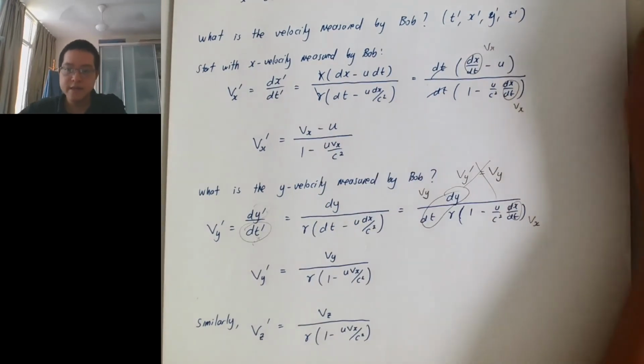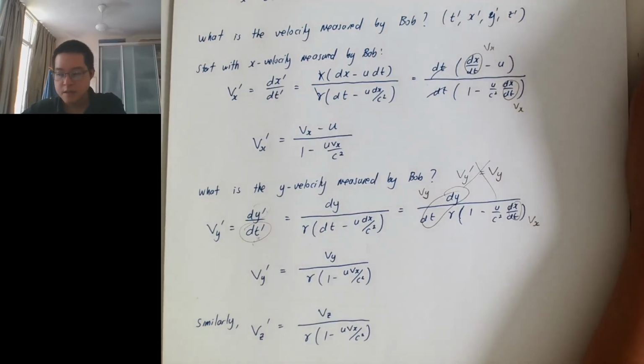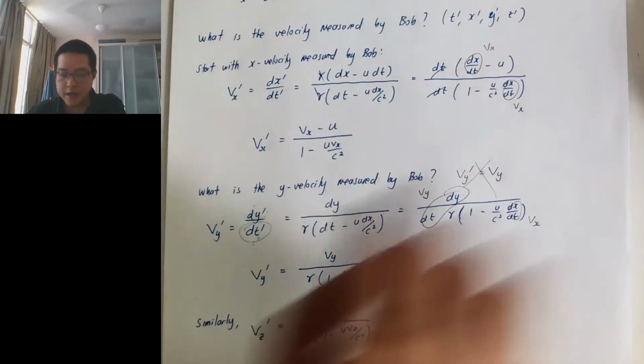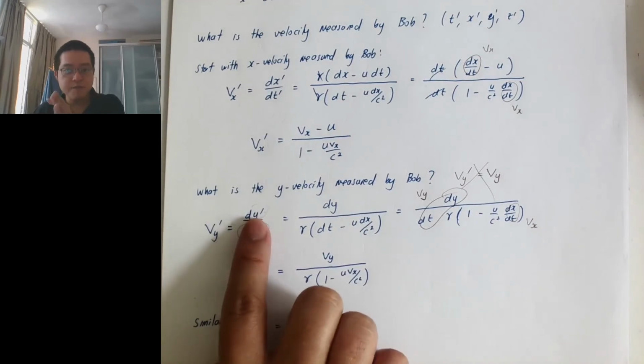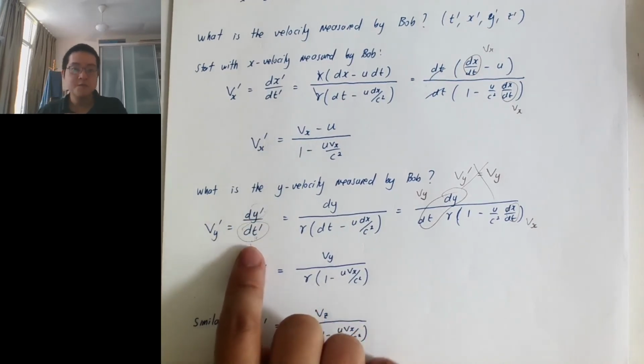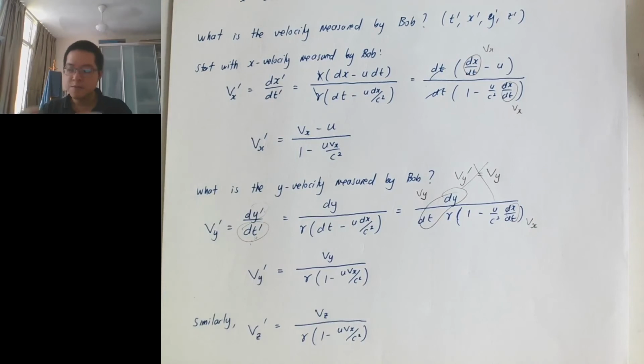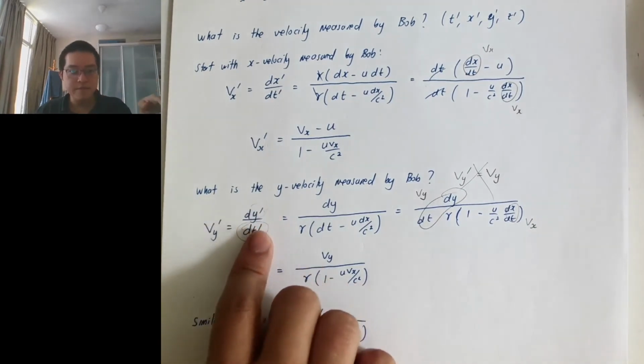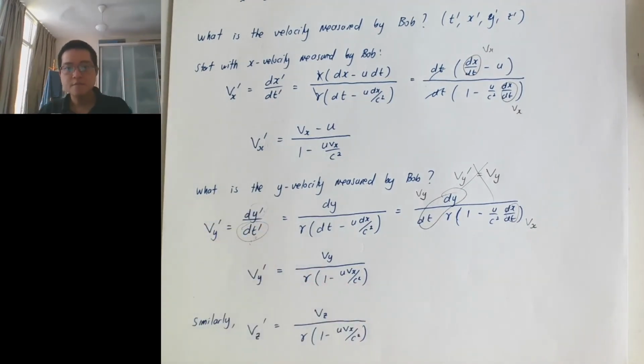Correct, yes, it applies regardless of the position of P. Because what we are actually doing is the rate of change of position of P with respect to time. So position measured by Bob divided by time measured by Bob. Velocity is a separate thing from position, that's why.